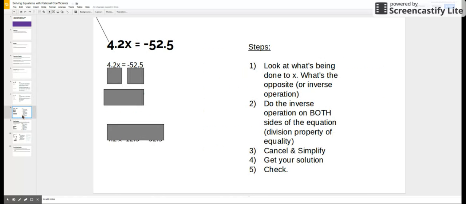Here's another example. I have 4.2x is equal to negative 52.5. So look at what's being done to x. Here I have 4.2 times x. So the inverse, or the opposite, of multiplying by 4.2 is dividing by 4.2. So I'm going to divide both sides of my equation by 4.2.